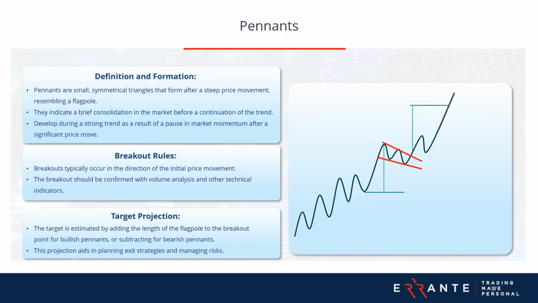So the price target, again, is typically calculated by measuring the length of the flagpole. For bullish pennants, this length is added to the breakout point, while for bearish pennants, it's subtracted.